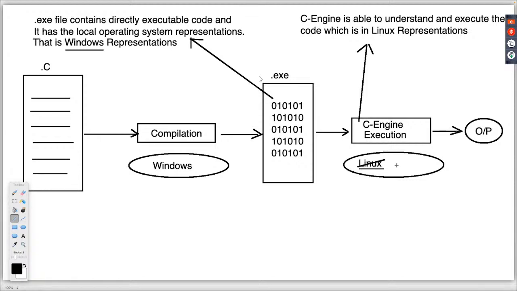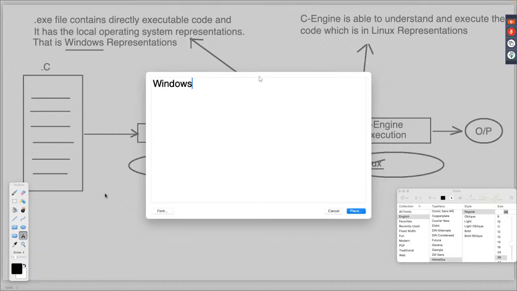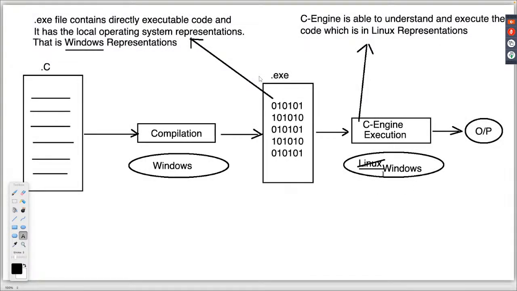Either we can change the compile time operating system, or we change the runtime operating system. But in general, we are not going to change the compile time operating system. Why? Because compilation was already performed. So there is a possibility to change the operating system at runtime only. At runtime, I want to remove this Linux operating system. In its place, we have to provide the Windows operating system.